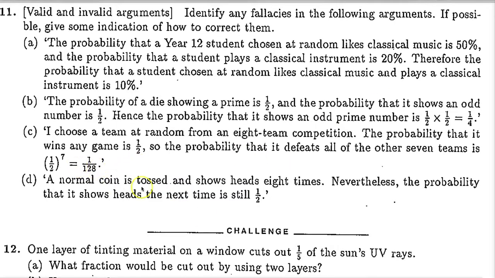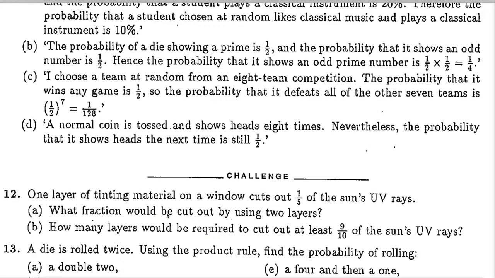Girls, question 11D, what they've said is correct. A normal coin is tossed and shows heads 8 times. Doesn't matter. Still, the probability that it shows heads next time is a half. That's true. Where's that? 11D. That's still true. That's correct. What they've said is correct.